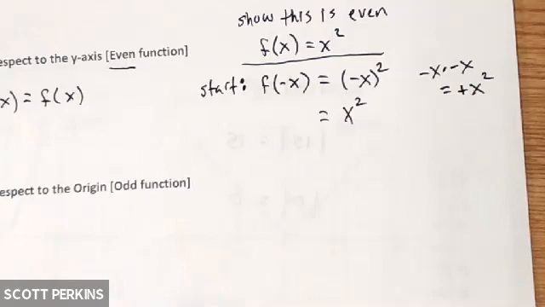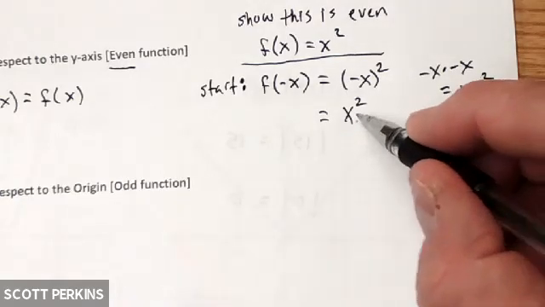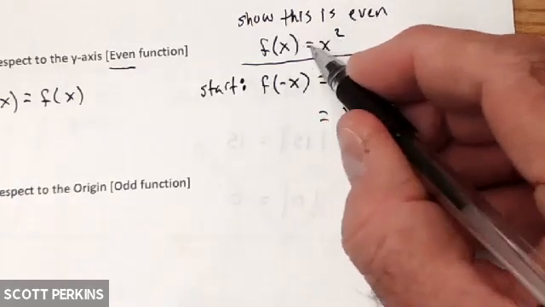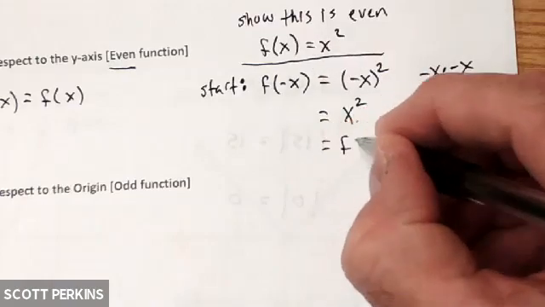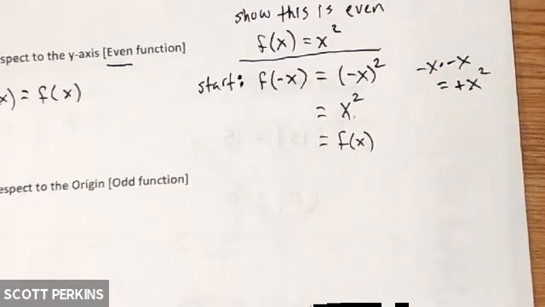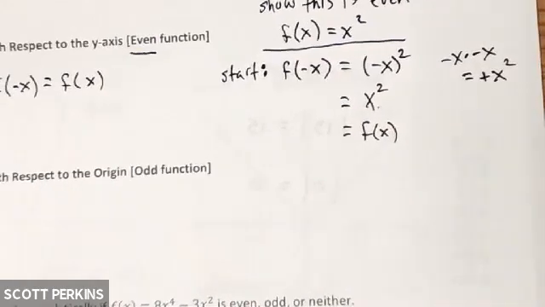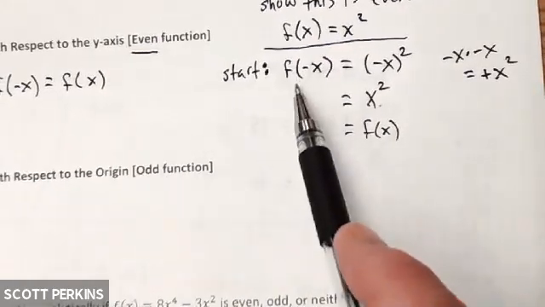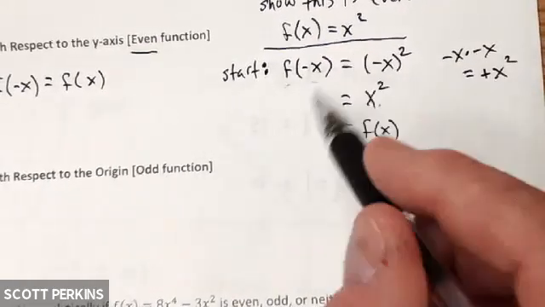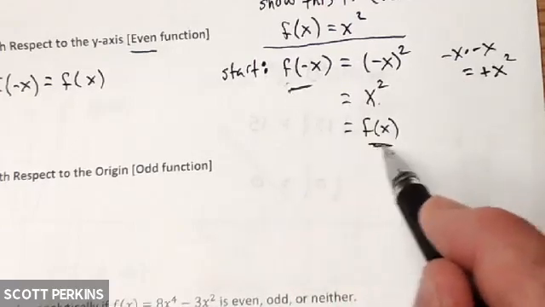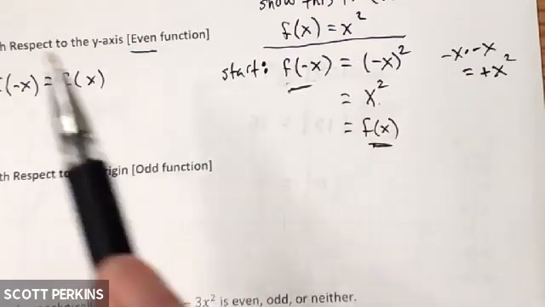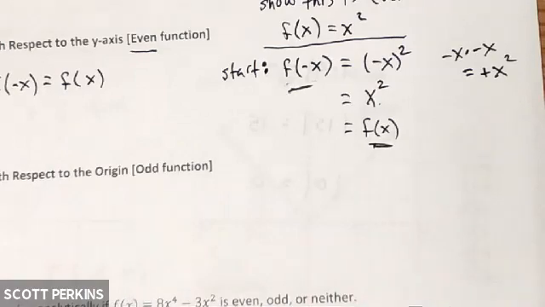And then here's where I'm going to end. x squared is my original function. So I'm just going to say, oh, that's my original function. And that there is the definition of what it means to be even. You start with f of negative x and you end with f of x. That's this relationship over here. So we have just demonstrated, I know we don't like the word prove, it's scary, but we've just demonstrated that x squared is an even function.